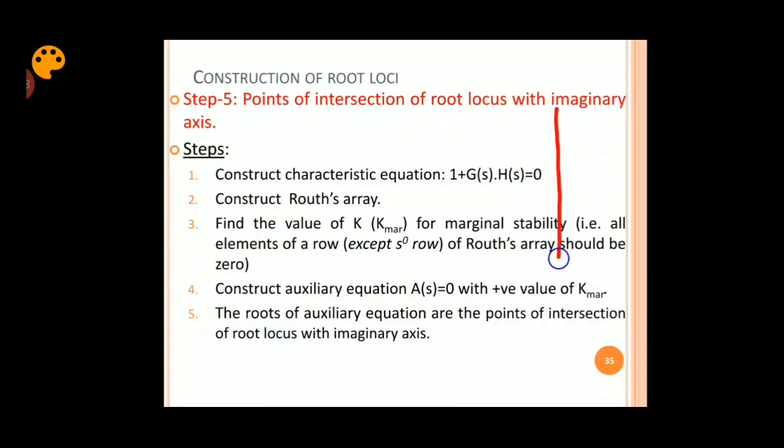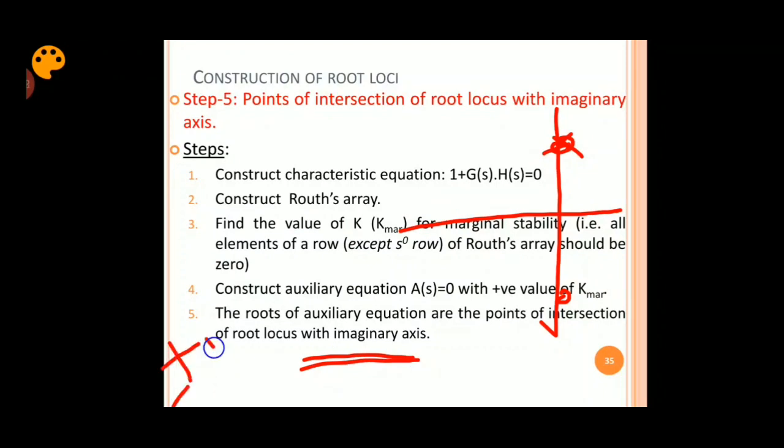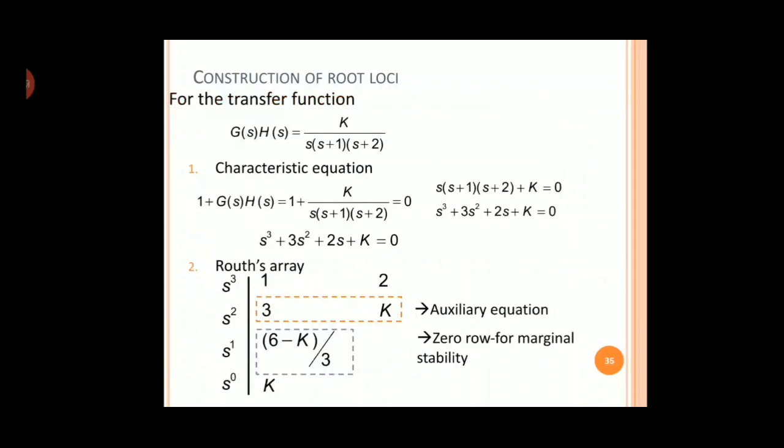That means this is an S-plane, so this is the imaginary axis. If there is a point of intersection of root locus on the imaginary axis, there should be its complex conjugate. So always the values of points of intersection should be something like plus or minus j omega. Now we shall see the example where g of s into h of s is the same. Now construct the characteristic equation. So here we have constructed.